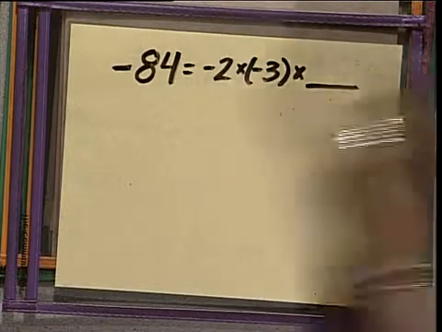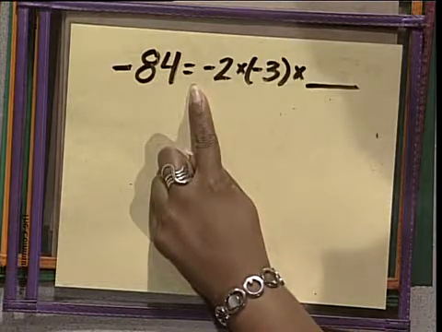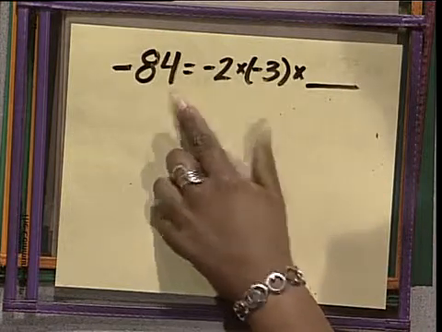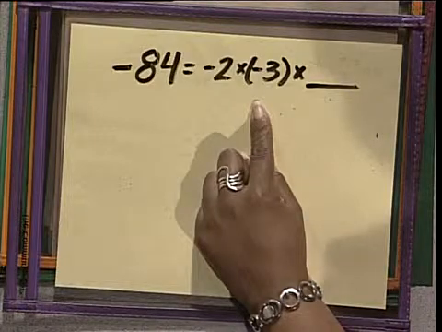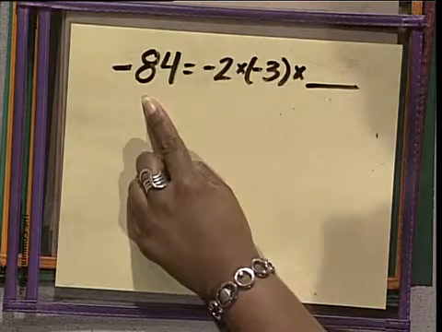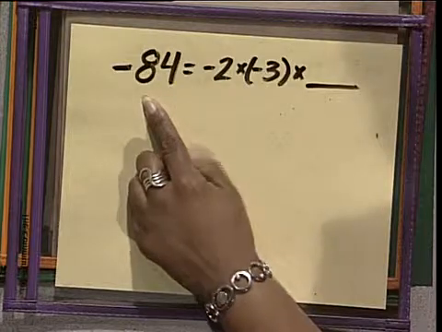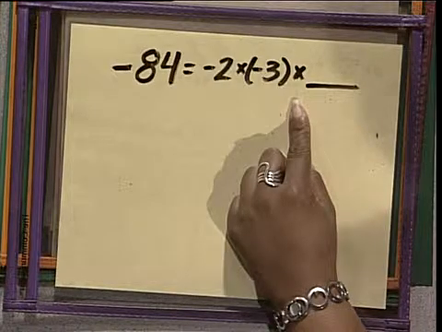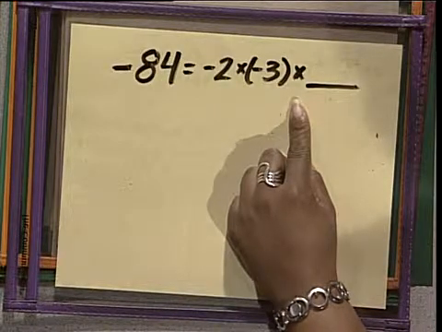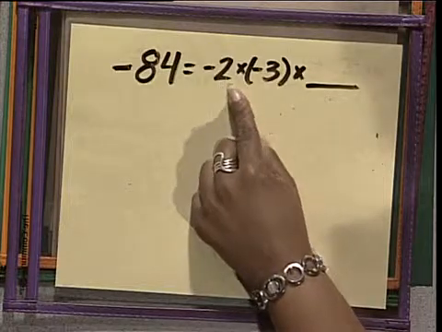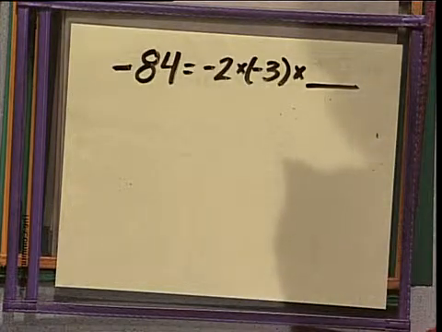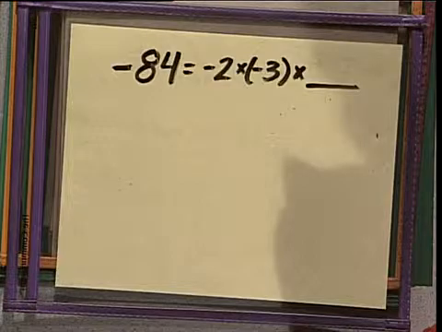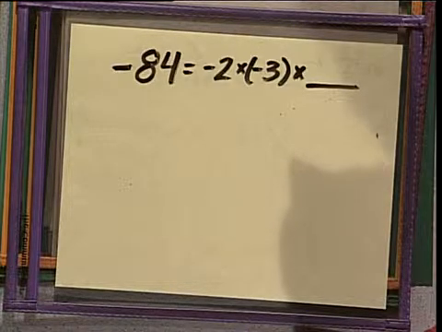So Roderick, do you know what this equal sign means? No. Okay, so that means whatever we have over here has to be the same as what we have over here. So what do we have on this side of our equal sign? A negative 84. Very good. So what are we trying to get on this side? The numbers to equal negative 84. So what would negative 2 times negative 3 give us? A positive 6. Good job.